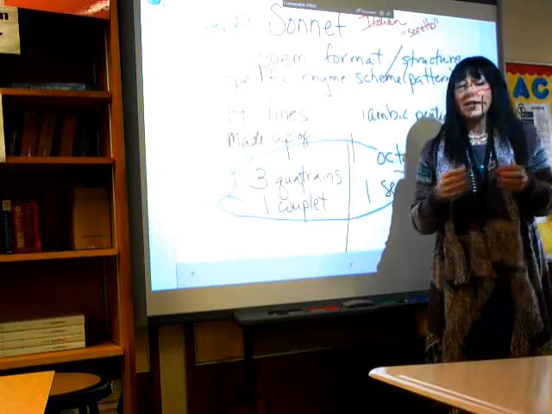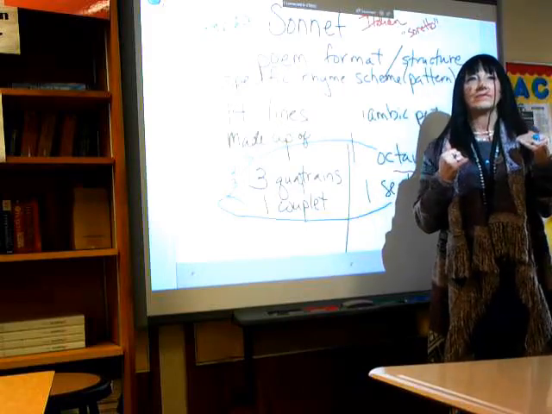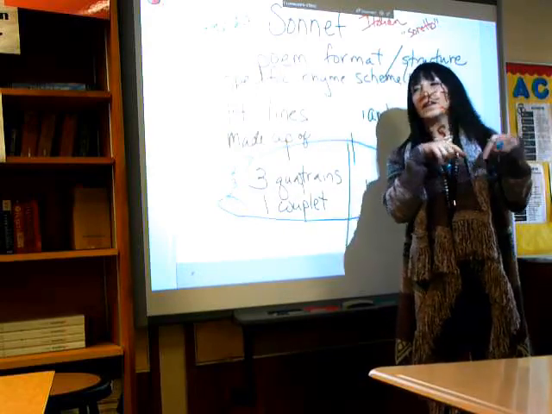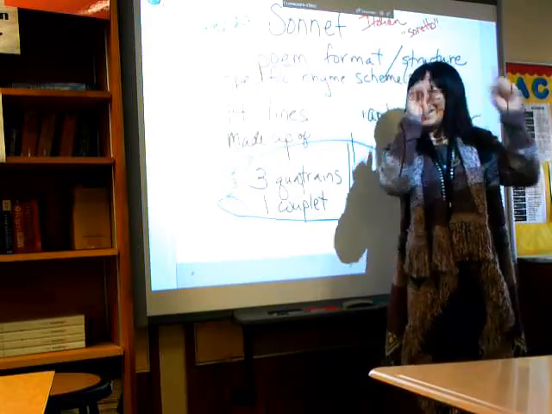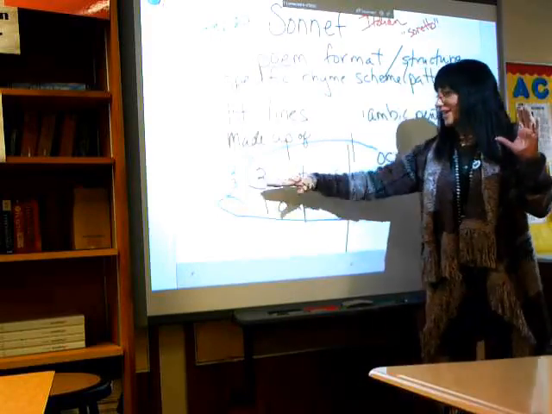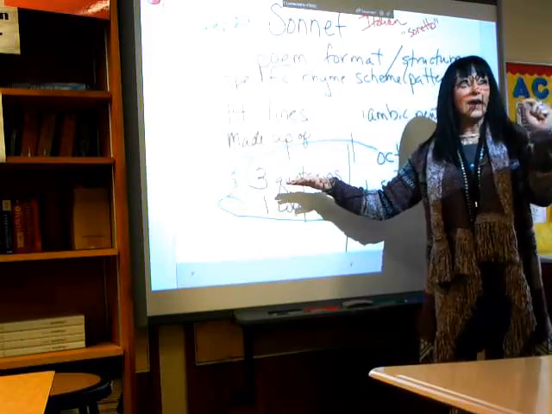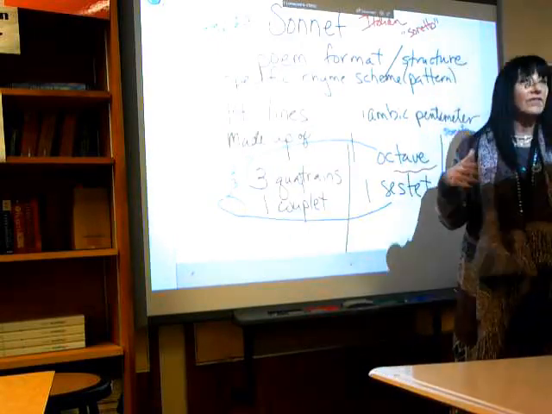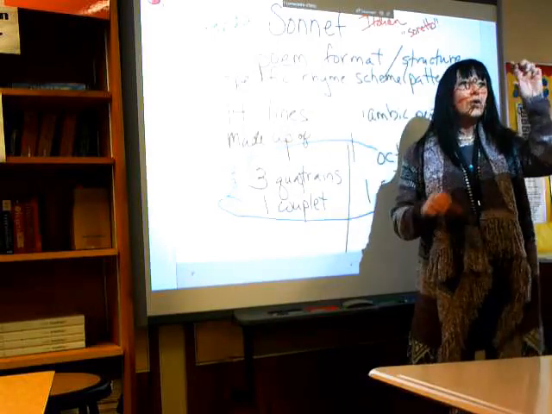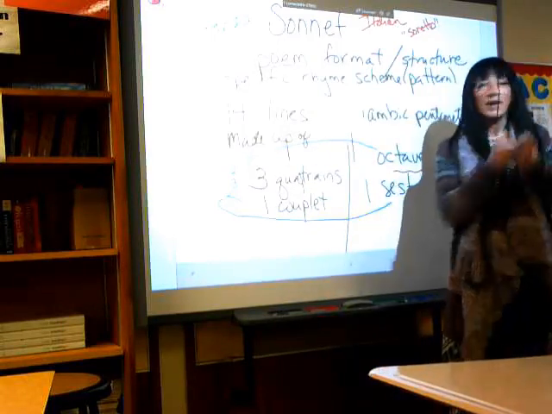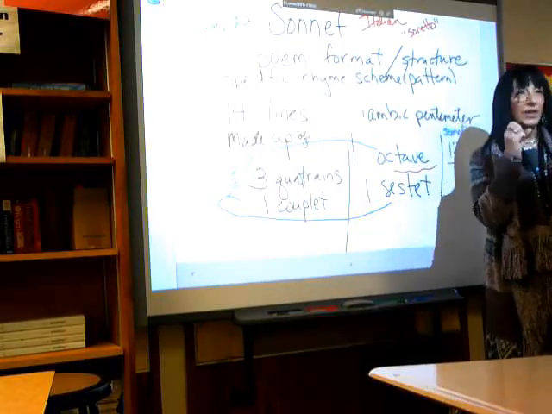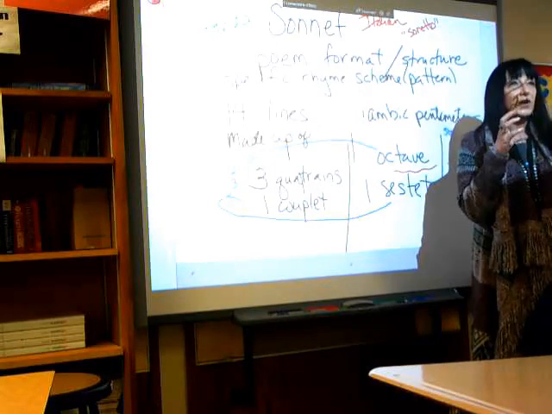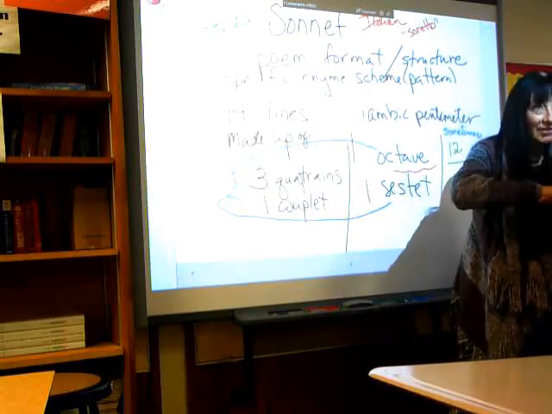So if you are reading a sonnet, and you know it's a sonnet because you know how to count, and it looks roughly like a square, right, Maya? Then you should start thinking, okay, these first four lines go together. There might even be punctuation that points that out. The next four lines do something together. The next four lines do something together. And the last two lines do something together. But all together, they accomplish the goal. Okay?